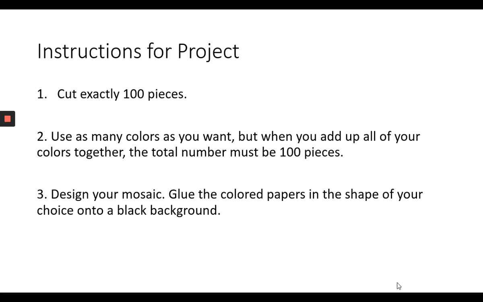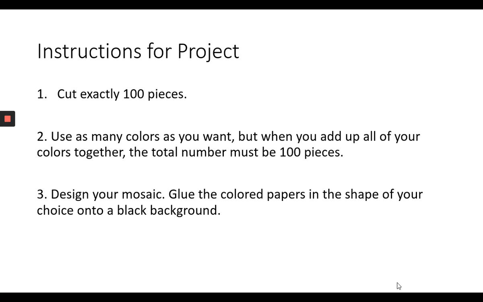Number 2, you can use as many colors as you want. But again, when all of those colors are added up together at the end of the project, the total number must be 100 pieces. So for example, if you wanted to use just 2 colors, green and blue, and you're making a seashell mosaic, you could use 50 pieces of blue paper and 50 pieces of green paper, which gives you a total of 100 pieces of paper. Please don't use 50 pieces of blue paper and 75 pieces of green paper, because then your denominator at the end will not actually equal 100, and 100 is an easier number to work with.